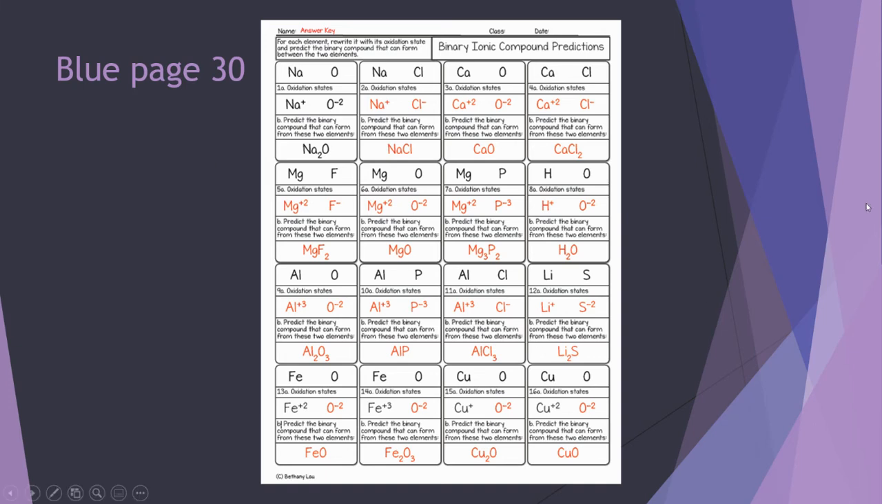So I want to go over the questions from Blue page 30. Last time I did the first row, so let's talk about the second row. So number 5, when you find magnesium and fluorine on the periodic table, you should have labeled magnesium's column as having a +2 and fluorine's having a -1. So then when you crisscross the charges and put the numbers down as the subscripts, you get MgF2.